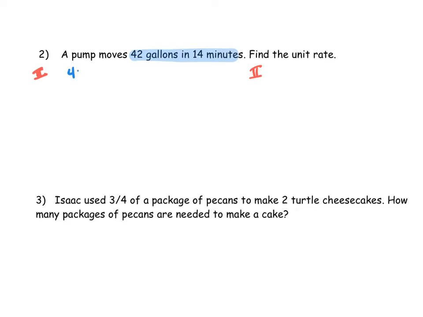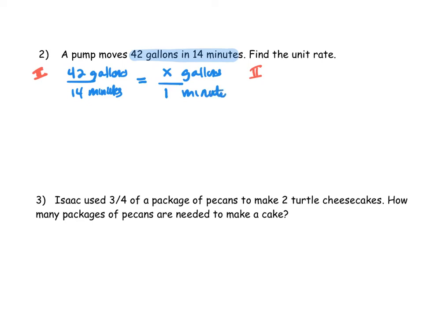We can take 42 gallons. We're going to use this setup in the order that they gave us, in 14 minutes. Now, when they ask us to find the unit rate, they're asking us to find how many of the first quantity in one of the second quantity. That's what makes this a little bit difficult, there's a lot of implied numbers. So we're going to write, I don't know how many gallons, but I do know when they said unit rate, they're asking me for one of the second quantity. So I'm going to write 1 minute.